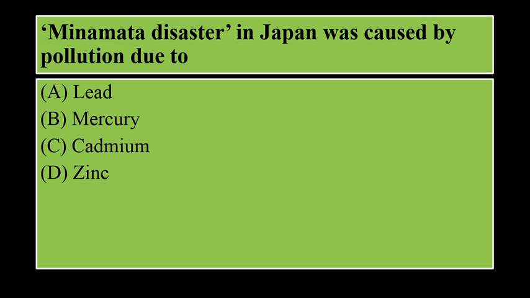Minamata disaster in Japan was caused by the pollution due to lead, mercury, cadmium or zinc. So Minamata was caused by the contamination of cadmium. Okay, and Itai-Itai was caused by mercury contamination. I'll write it over here. These two diseases are very commonly asked in your exam, so you should know about them.